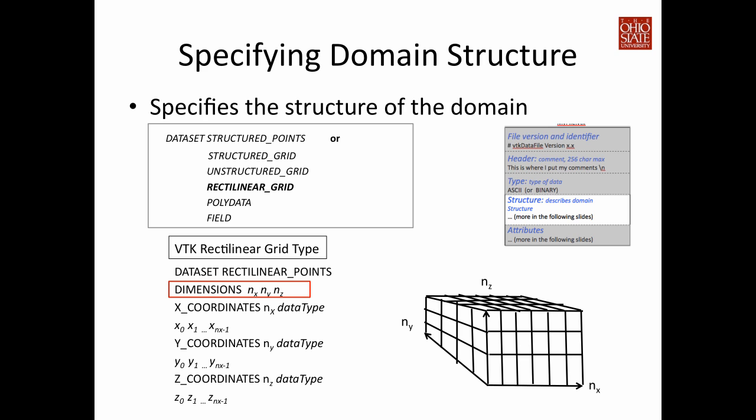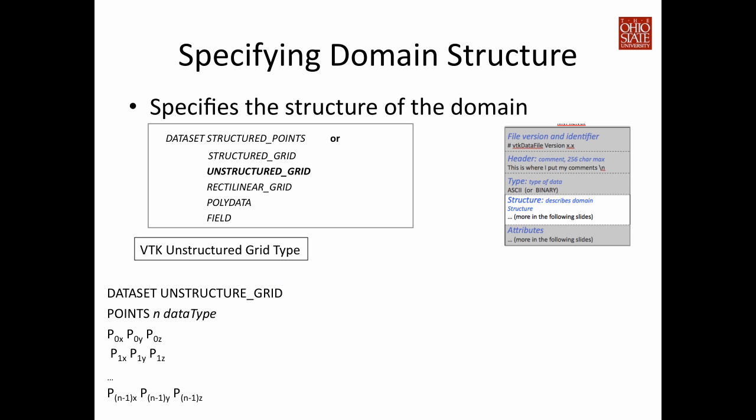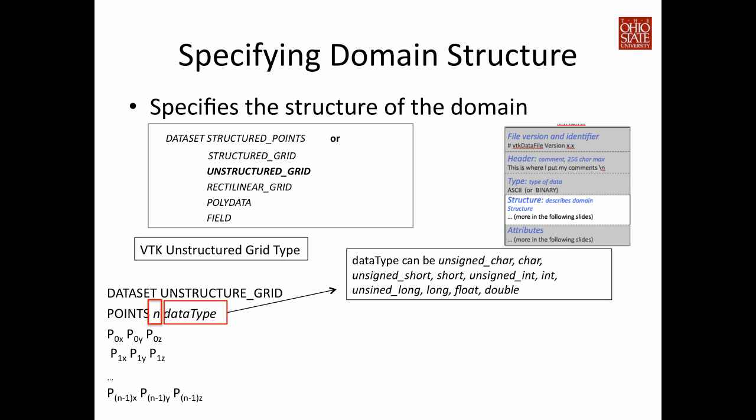We need to specify the position of the X grid line, the positions of the Y grid line, and also the position of the Z grid line. For unstructured grid data, because there's no regularity in the positions of the sample points, we need to specify, first of all, the number of points that are in the mesh, and the data type used to specify the positions of the points. The type can be what you see in the box.